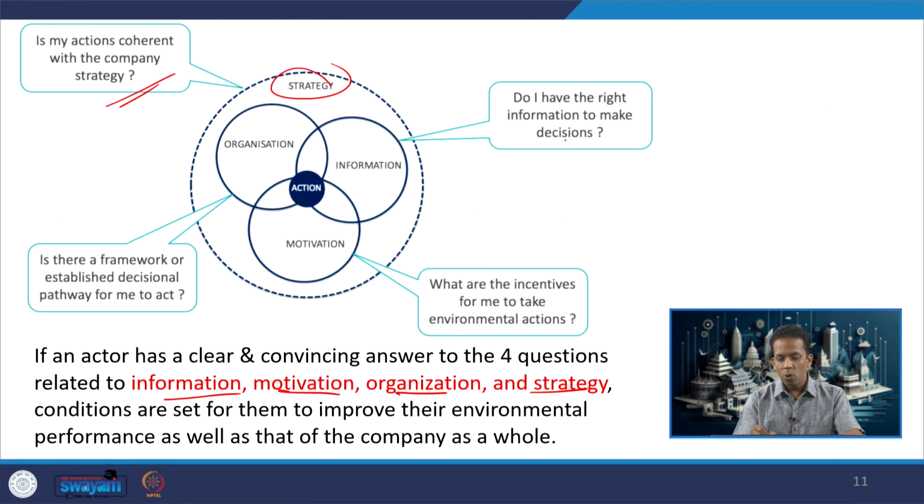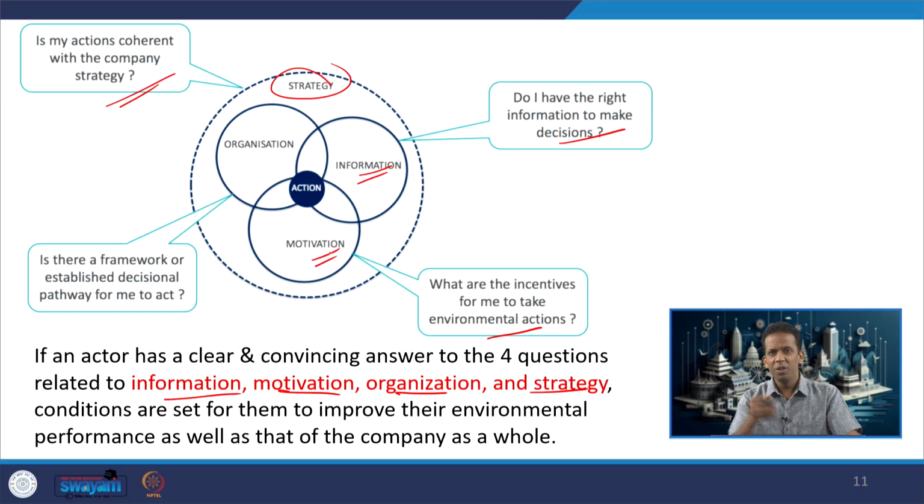Second, do I have the right information to make decisions? This may be the question asked mainly by the environmental manager, because employees won't make many decisions, they would be just following the commands given by their supervisor or manager. So, that is on the basis of information. What are the incentives for me to take environmental actions? The motivation.